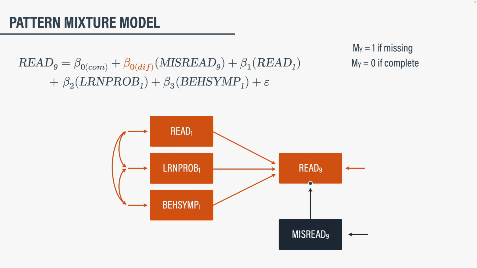Going back to our model, remember that B0com is the mean for students with complete data in 9th grade, and the B0diff slope is the mean difference for students with missing data. We can't estimate that mean difference because the 9th grade data are completely missing for that subgroup.